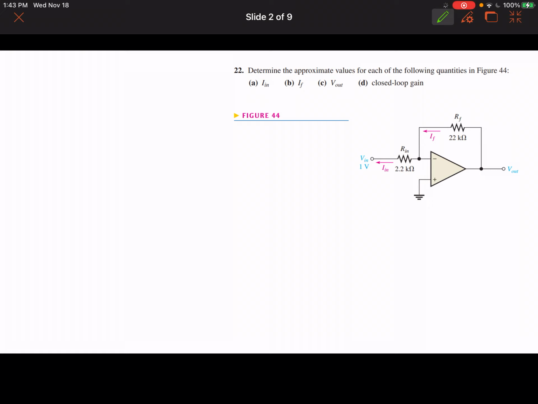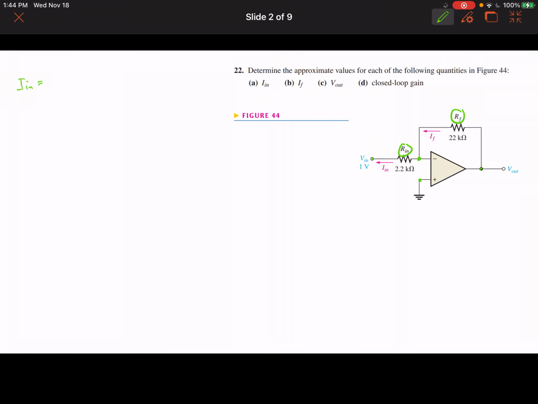We have this operational amplifier, and this is an inverting amplifier circuit. In an inverting amplifier circuit, the inverting input right here is equal to the non-inverting input right here. So if the non-inverting input is grounded, this point here is also grounded, which means that we can easily get the input current by simply dividing V in by R in. And we can also get the feedback current by simply dividing V out by RF. Okay, so we can do that here.